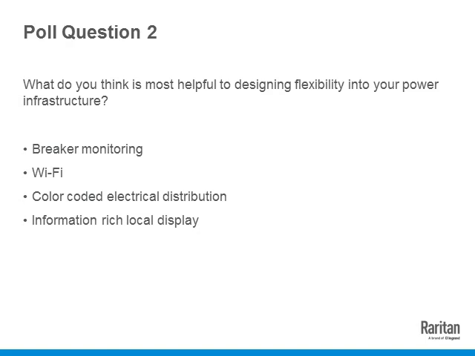I love this question because it's a setup for you guys. We're trying to figure out what else is important to you. As Jawahar was saying, things have changed. So what do you think is most helpful in designing flexibility into your power infrastructure? What are you looking at now for that flexibility? Remember how Jawahar was talking about scalability, scale. So are you interested in breaker monitoring, Wi-Fi, color-coded electrical distribution, information-rich local display? I know these aren't the regular questions you get for this, but this is where it's going. This is what's happening. So vote now.